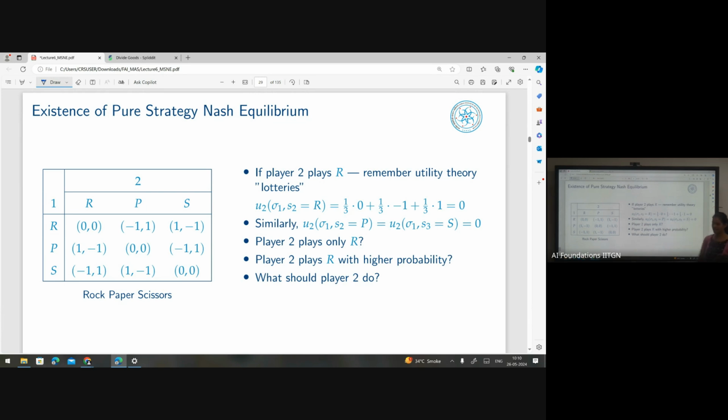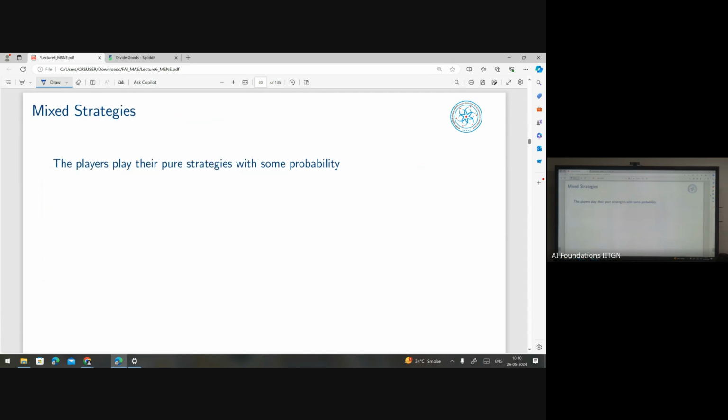But before we do that, let me try to formalize what mixed strategies are, with a bit of notation and things like that. Mixed strategies are nothing but players playing their pure strategies with some probability.